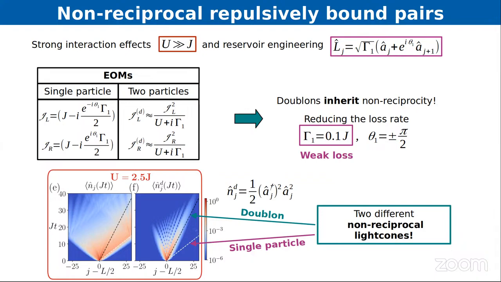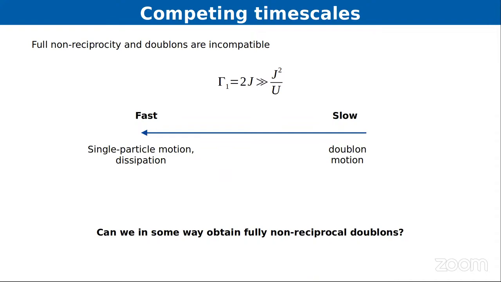So with this we can show that this model presents non-reciprocity not just for the single particles but also for the doublets, and this is a genuine feature of the doublets inherited from the bosons. Now, however, I just told you that there are these different time scales: the fast time scale of single particle motion and of the dissipation in the case of full non-reciprocity, and the slow time scale that is doublet motion. So there's no way we can observe full non-reciprocity for the doublets.